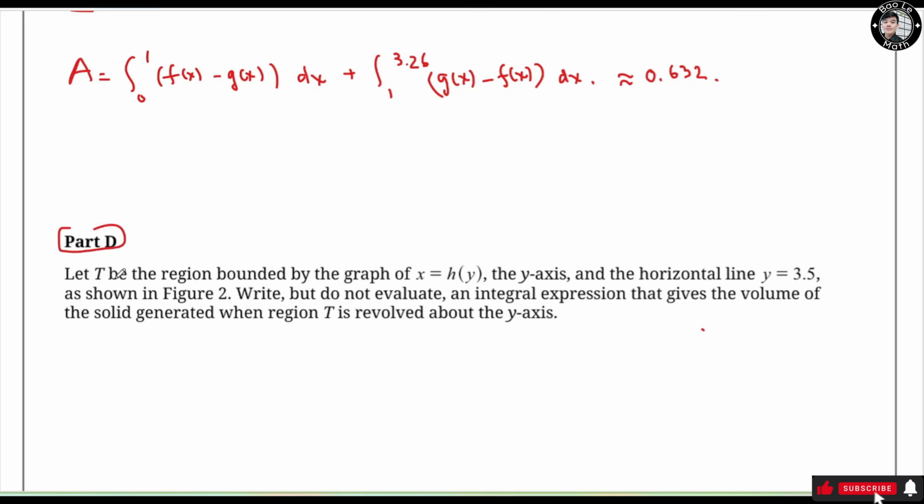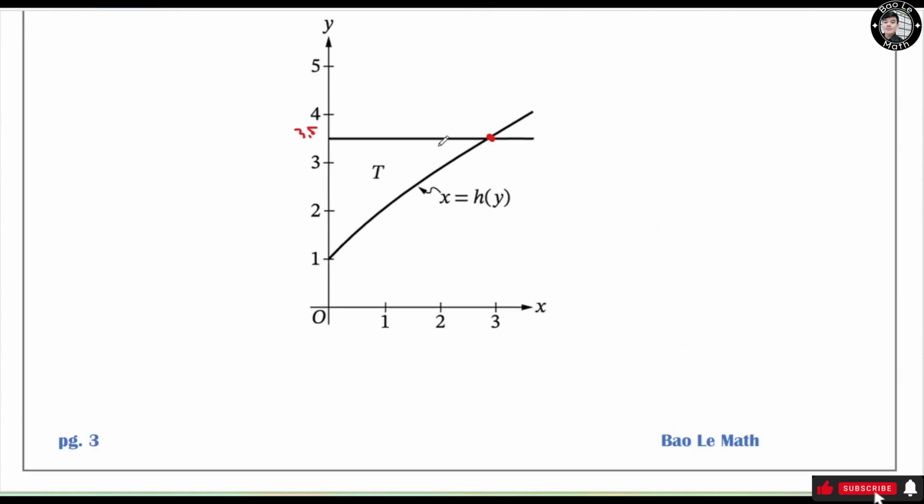Question D. Let T be the region bounded by the graph of x equals h of y, the y-axis, and the horizontal line y equals 3.5, as shown in figure number 2. Write but do not evaluate an integral expression that gives the volume of the solid generated when region T is revolved about the y-axis. Alright. So region T is right here. If this guy revolves about the y-axis, it could be something like this. Now we're going to use the disk method, right? And the radius is right here.